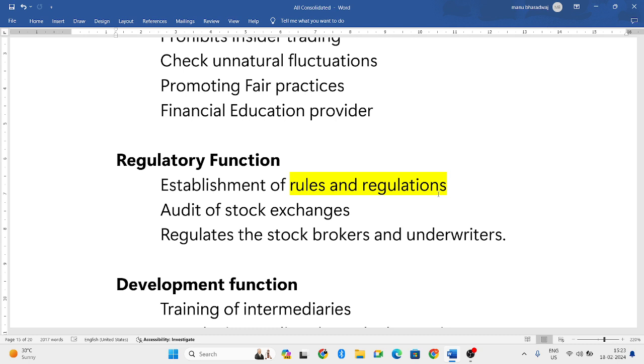Next, audit of stock exchanges. So all the stock exchanges in the country should be audited so that if any manipulations or frauds have been done, that can be easily brought into the picture. So the stock exchanges should be audited. Next, regulates the stock brokers and underwriters. So even the stock brokers or the underwriters are regulated under SEBI. They need to follow the guidelines, rules and regulations put forth by the SEBI.